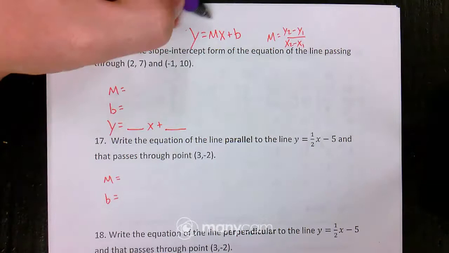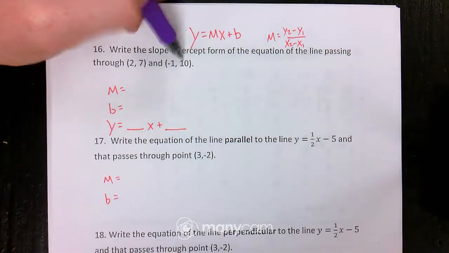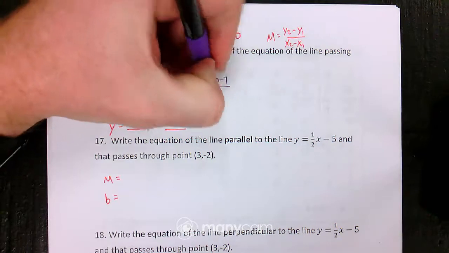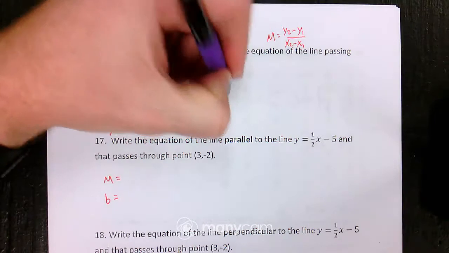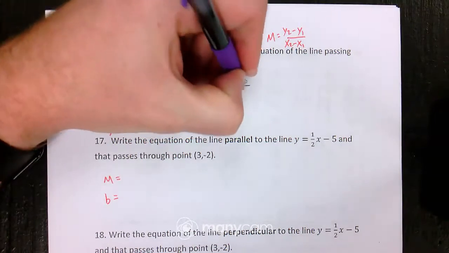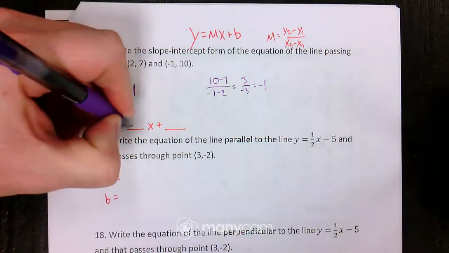My slope, let's first start off with that. So we do y2 minus y1, so 10 minus 7 over x2 minus x1, negative 1 minus 2. That gives me 3 over negative 3, or negative 1. So my slope is negative 1. So it goes here.